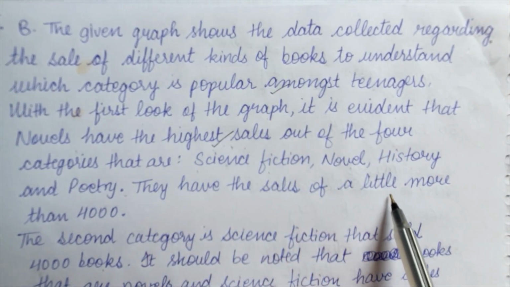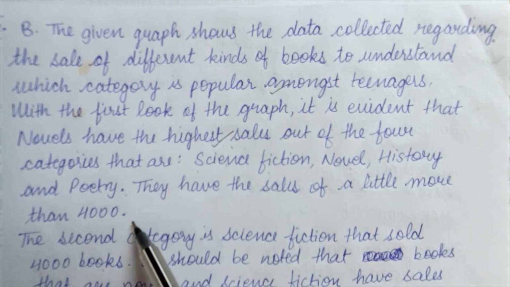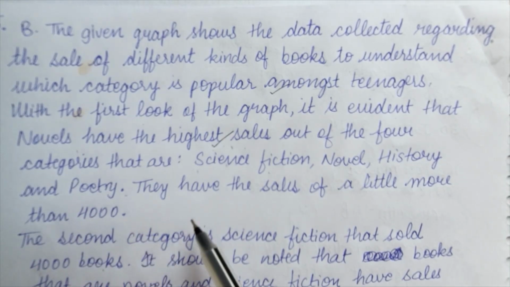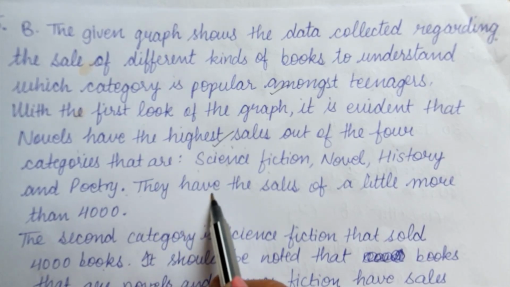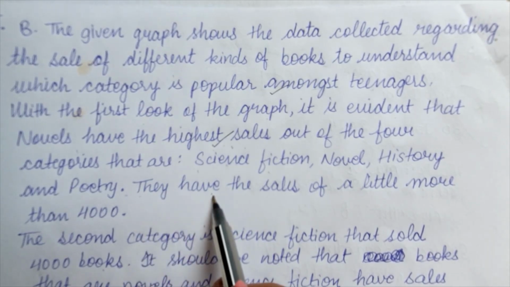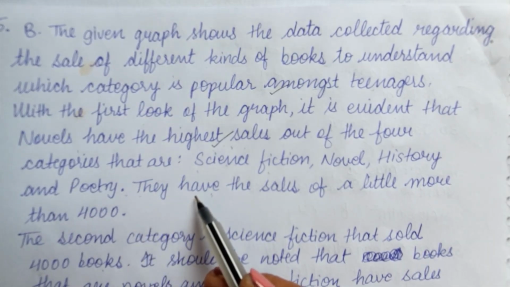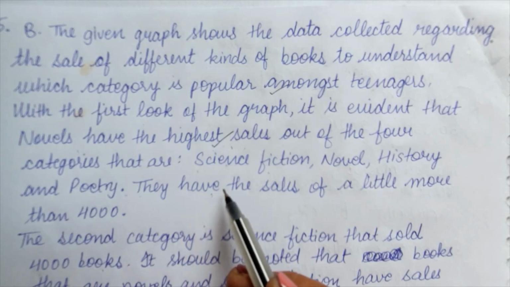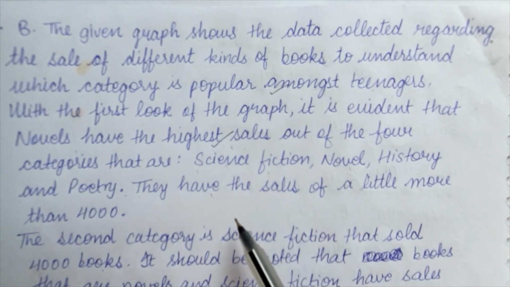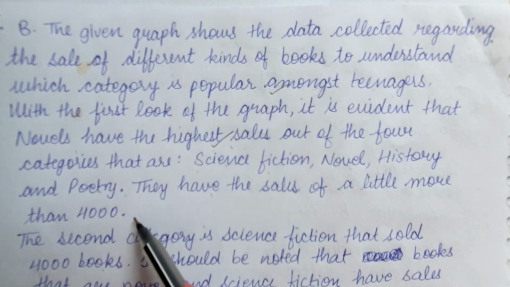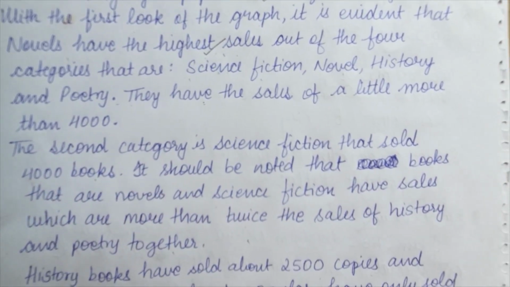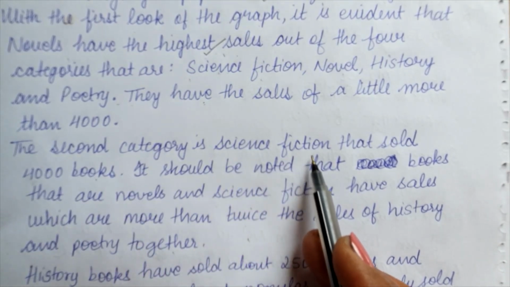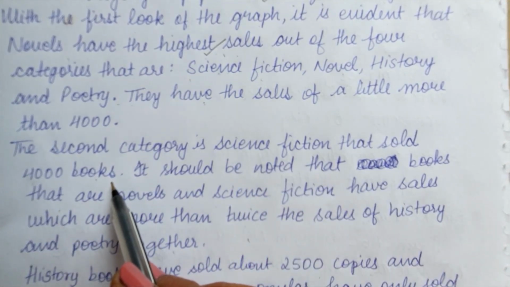They have the sales of a little more than 4,000. This sentence could be improved. It should have been written that the novels got the sales of little more than 4,000, around 4,200. The second category is science fiction that sold 4,000 books.